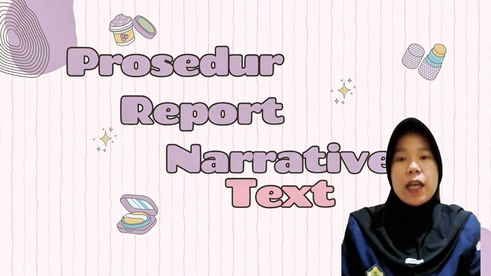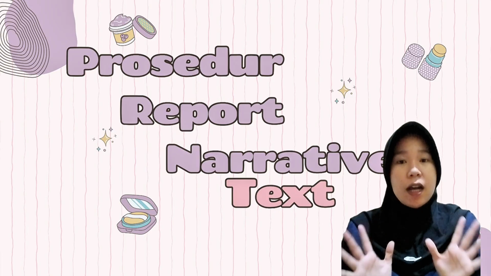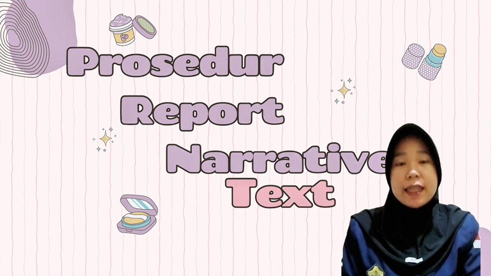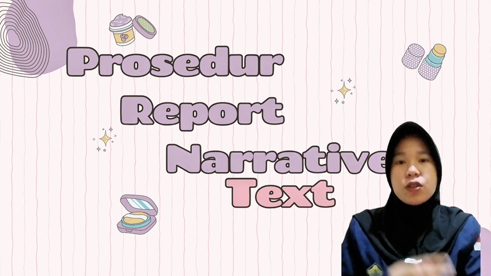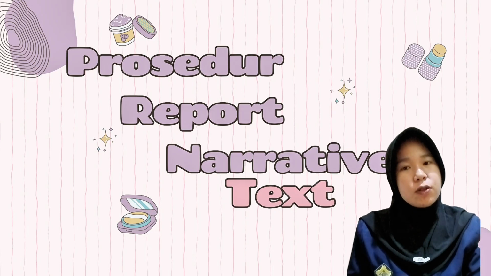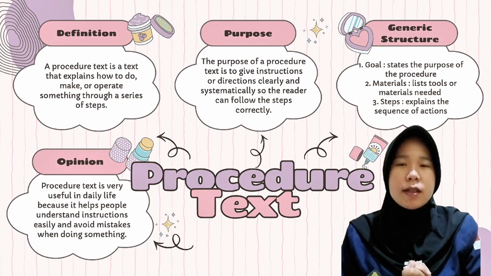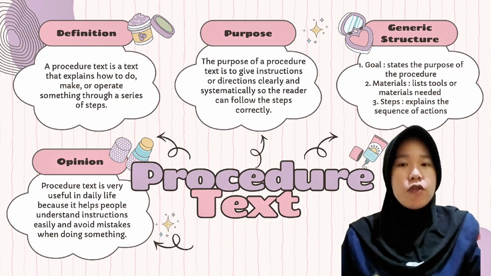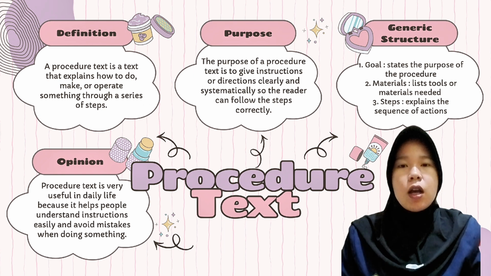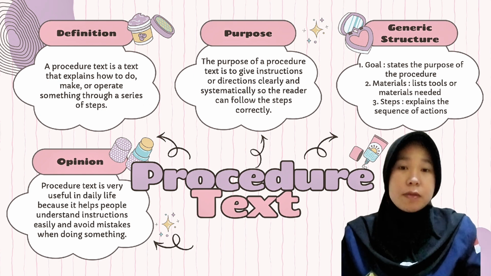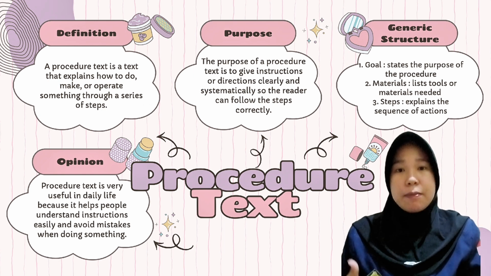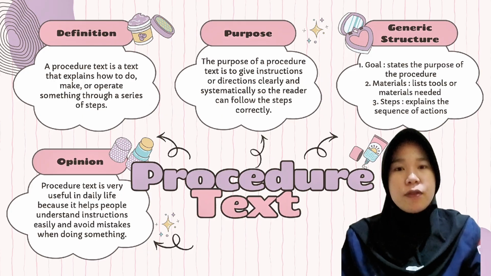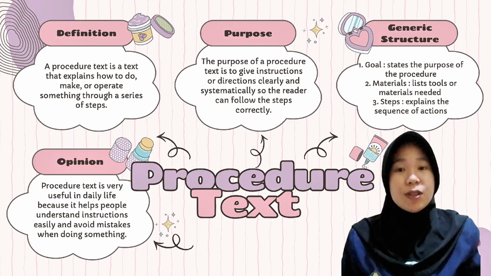Today, I want to explain what kind of genre text. In this video, I will just explain three types: procedure, report, and narrative text. Before that, I want to ask you something. Have you ever read instructions about how to make food, use something, or do an activity step by step? Well, that kind of text is called a procedure text.